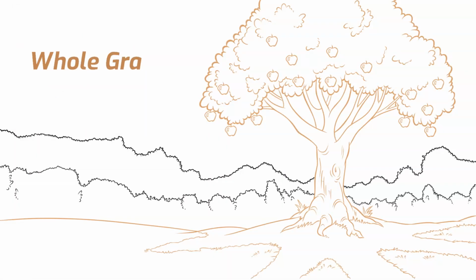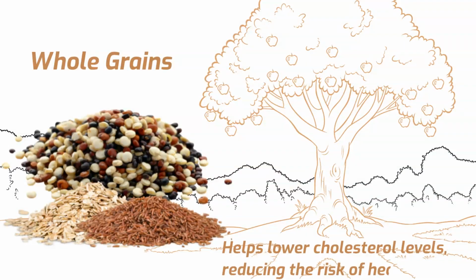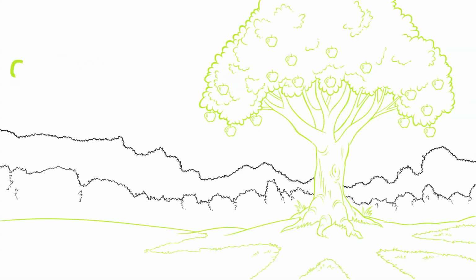Whole grains. Whole grains, such as oats, quinoa, and brown rice, provide essential fiber and nutrients that support cardiovascular health. The soluble fiber in whole grains helps lower cholesterol levels, reducing the risk of heart disease. Whole grains also provide B vitamins, which are necessary for maintaining healthy blood vessels and preventing homocysteine buildup, a risk factor for heart disease.